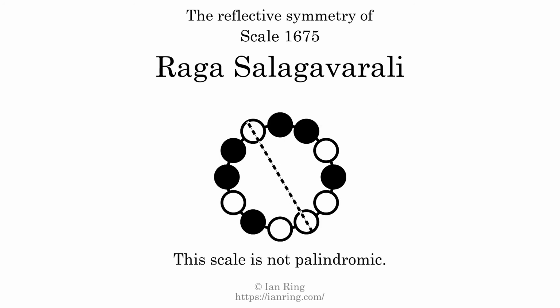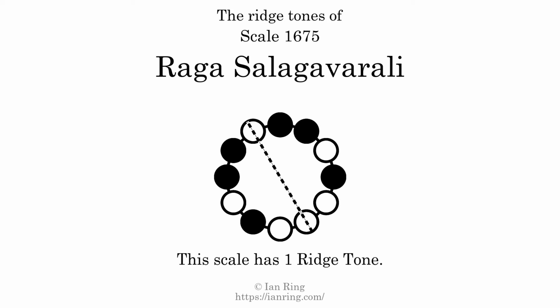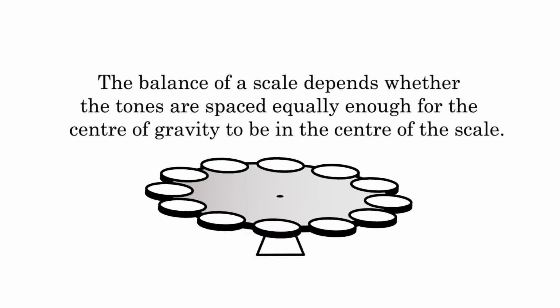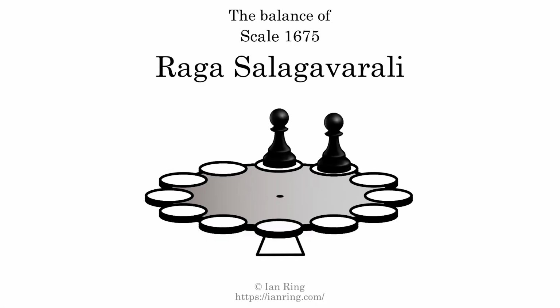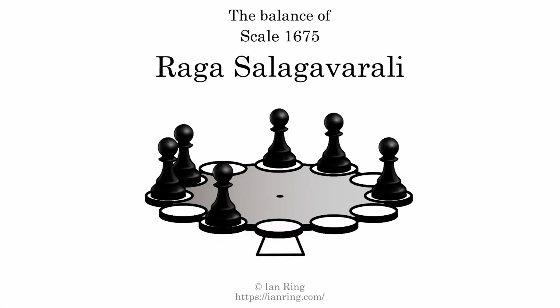This scale has reflective symmetry across an axis positioned 5 semitones from the root. This scale has a different pattern of intervals ascending and descending, so it is not palindromic. This scale has 1 ridge tone. Here, the balance of a scale depends on whether the tones are spaced equally enough for the center of gravity to be in the center of the scale. This scale is not balanced.